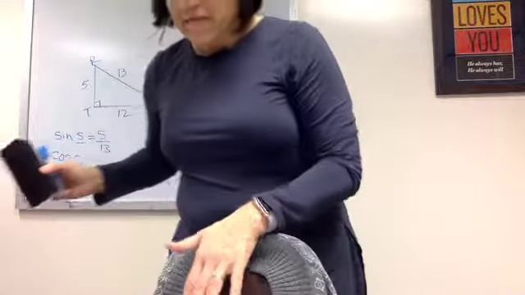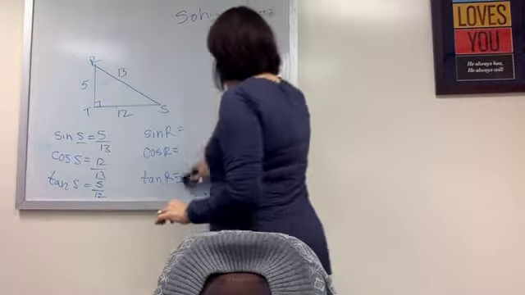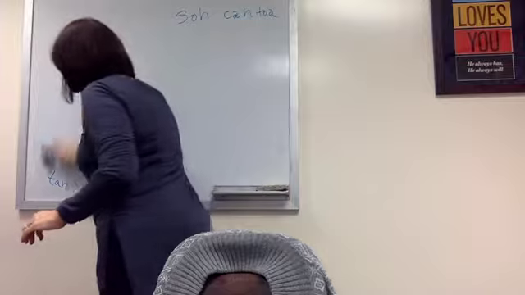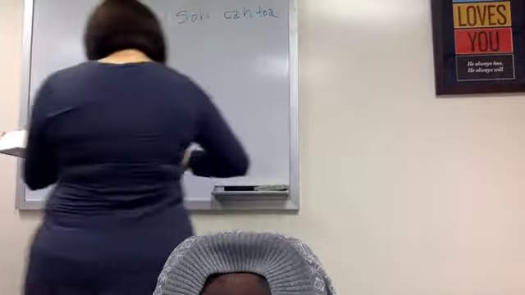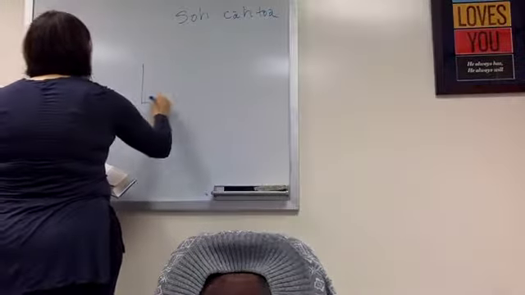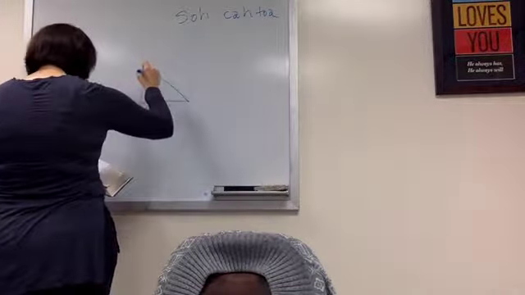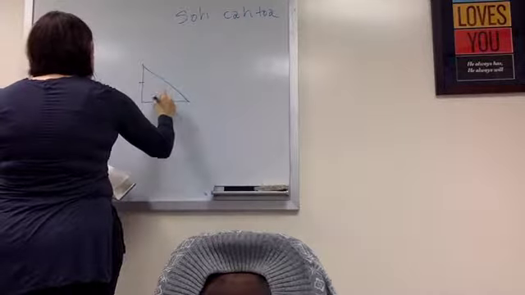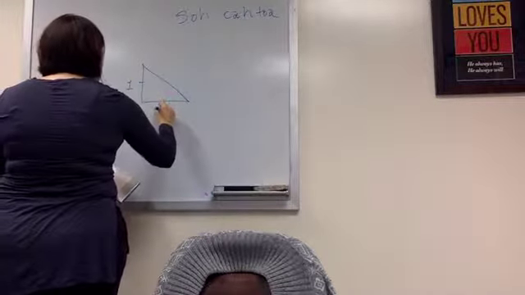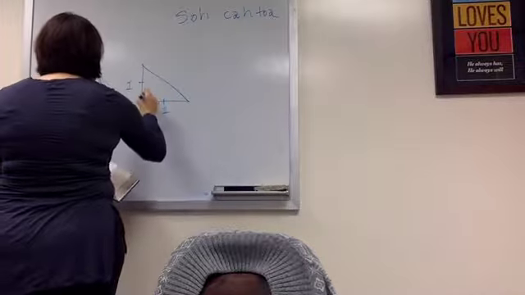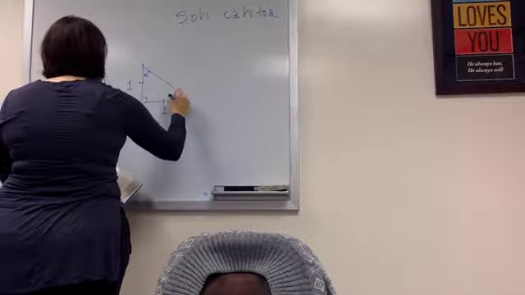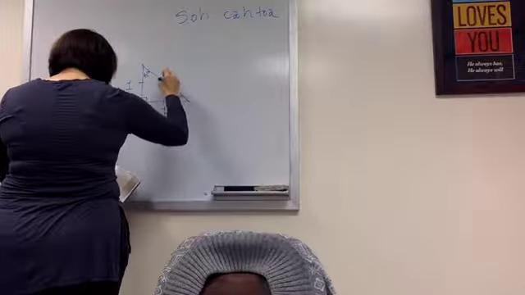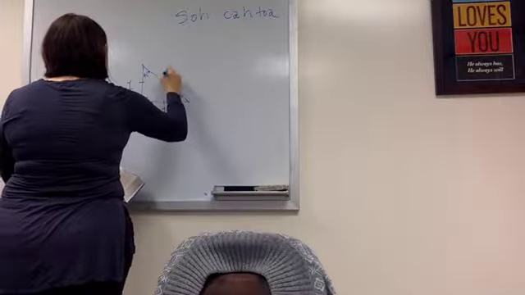Picking up with example 3. Okay, and this is where the special right triangles come into play. Here they're telling you that you've got yourself a special right triangle. It's an isosceles right triangle, which tells you right off the bat you're dealing with a 45 degree triangle. And the hypotenuse is the square root of 2.